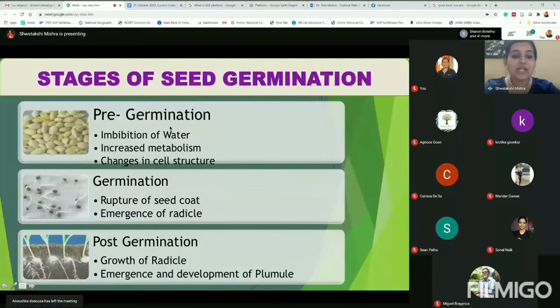The next one is germination, where actual rupture of the seed coat occurs with the emergence of the radicle. As you can see here in the figure, there are small radicles coming out of the seed. So this is the actual germination. And the post-germination stage includes the growth of the radicle and the emergence and development of the plumule.